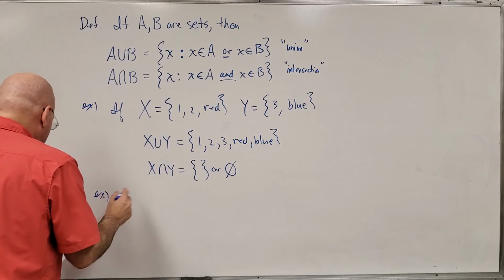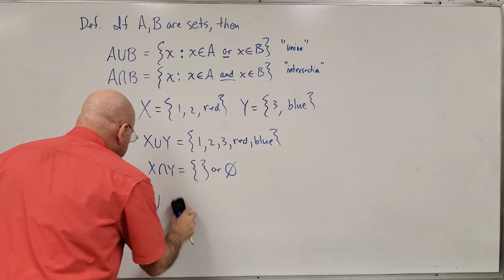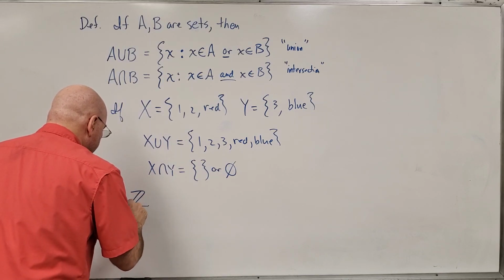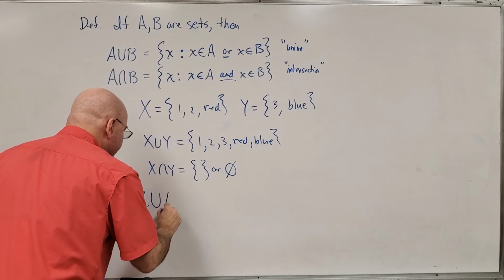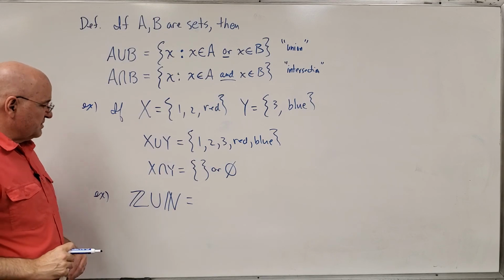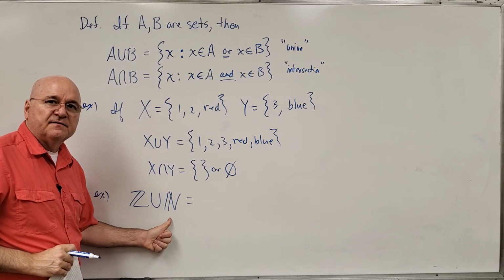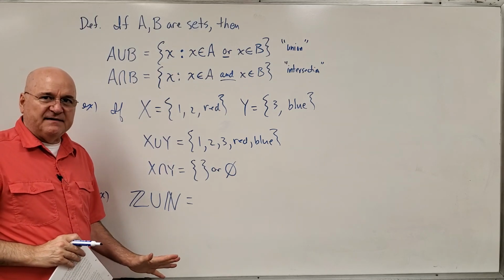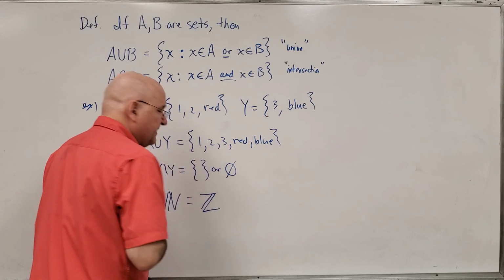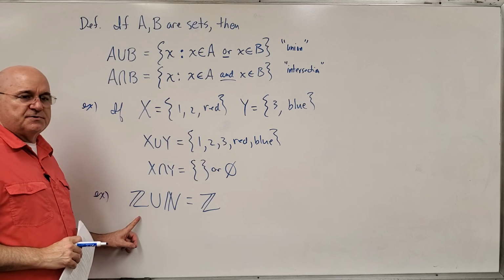Let's look at a couple of larger examples. Let's take the set of integers unioned with the natural numbers. So I want the set of all elements that are either in this set or in this set. And if you think about it for a minute, that just gives you the integers. Is there a single number in this set that's not in the integers? No, there's not.